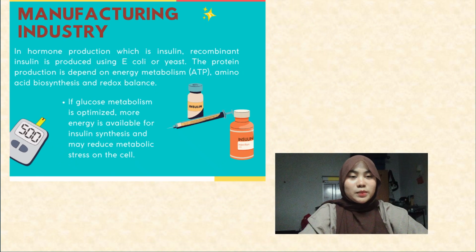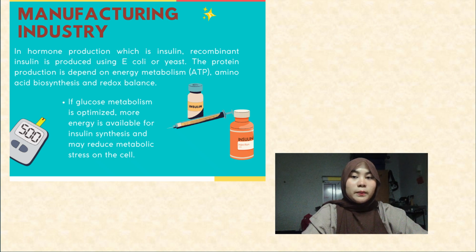Why is insulin manufactured? Insulin is a hormone used to treat diabetes. Insulin is produced on a large scale using biotechnology because animal-derived insulin is limited and may cause allergic reactions. Therefore, recombinant insulin is safer, purer, and more consistent to use. E. coli or yeast are examples of microorganisms used and act as biological factories.